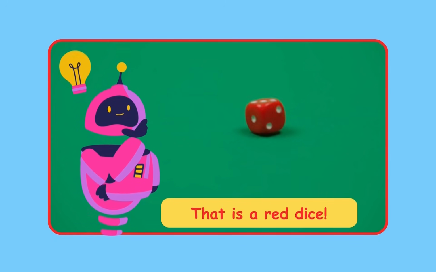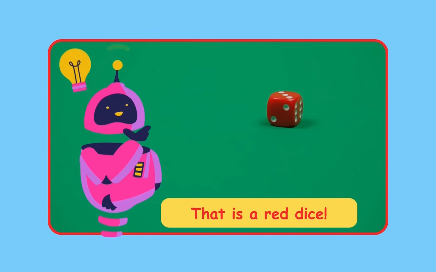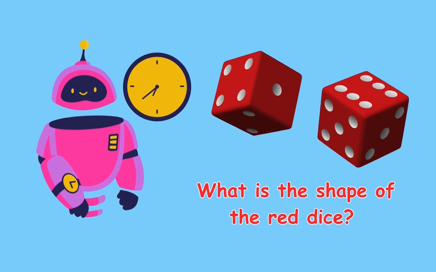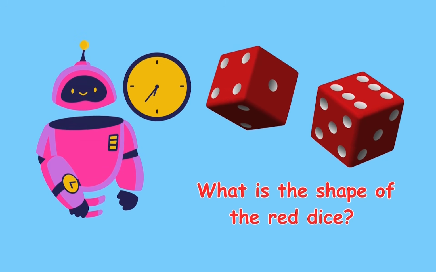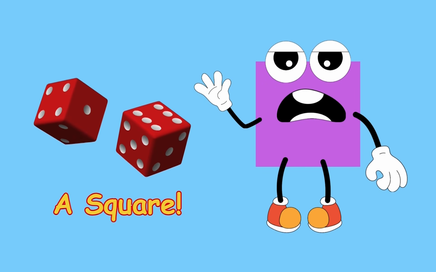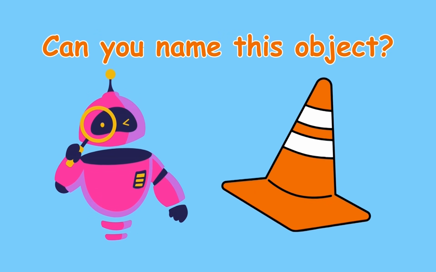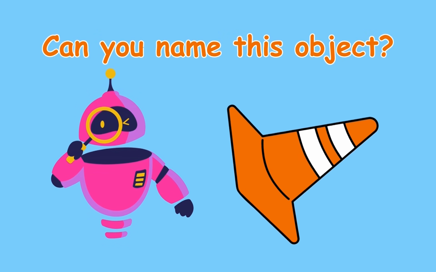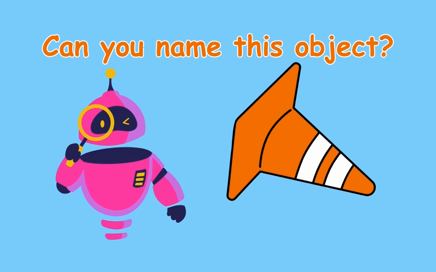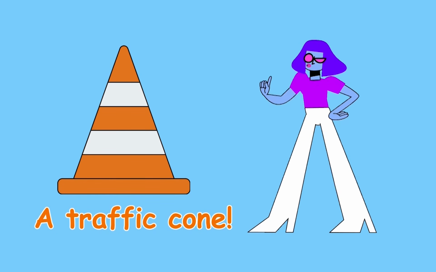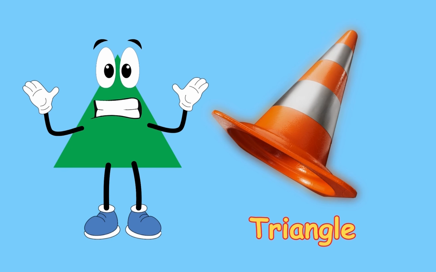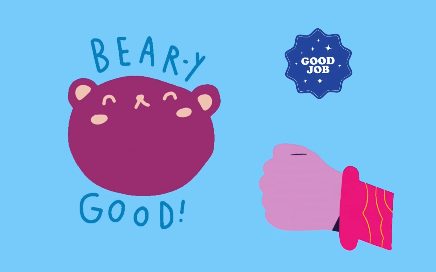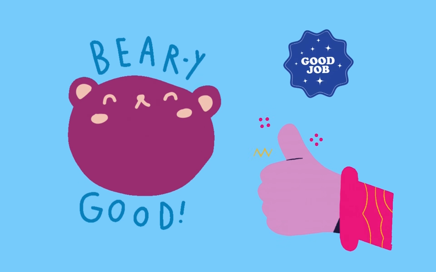That is a red dice. What is the shape of the red dice? It is a square. Now, kids, can you name this object? It is a traffic cone. And a traffic cone is in a triangle shape. Very good, kids!